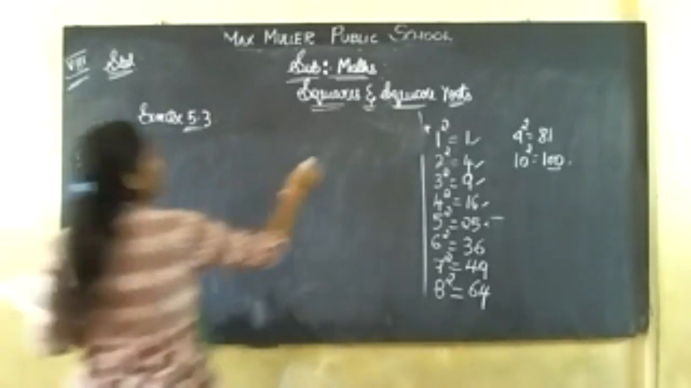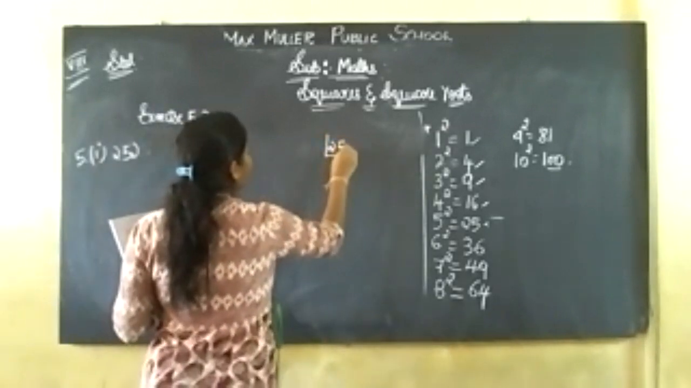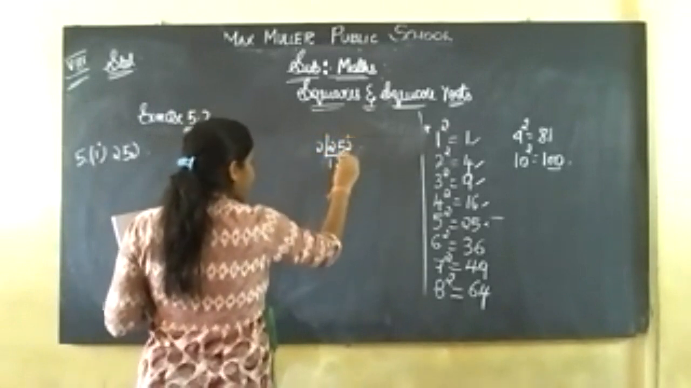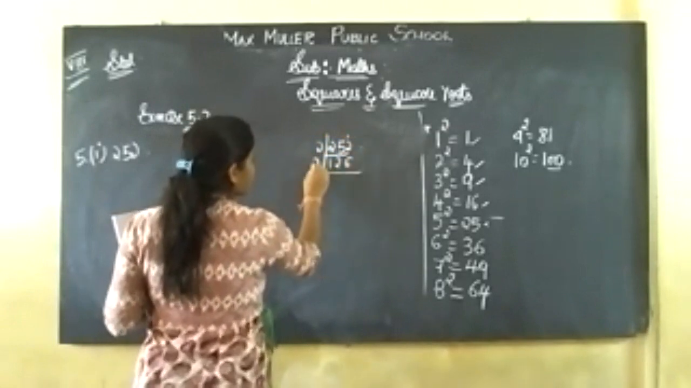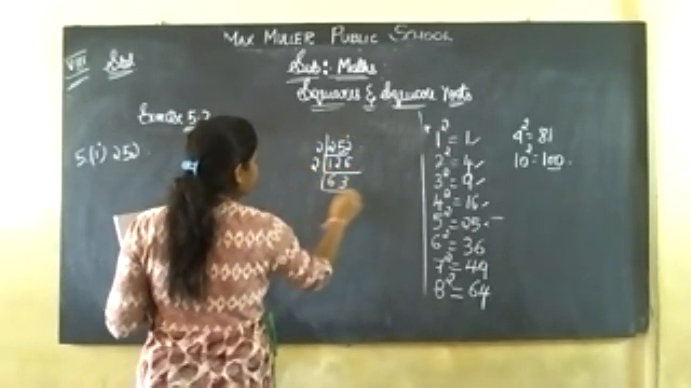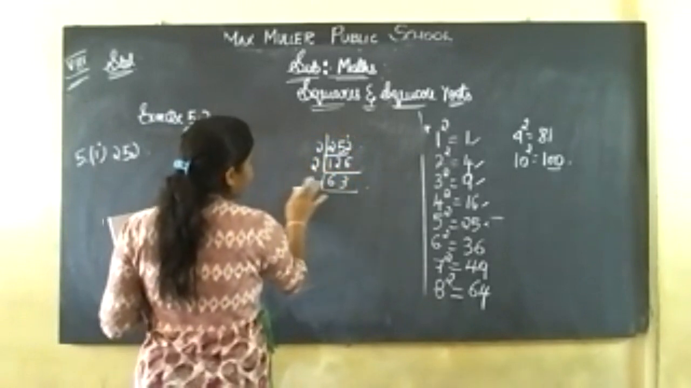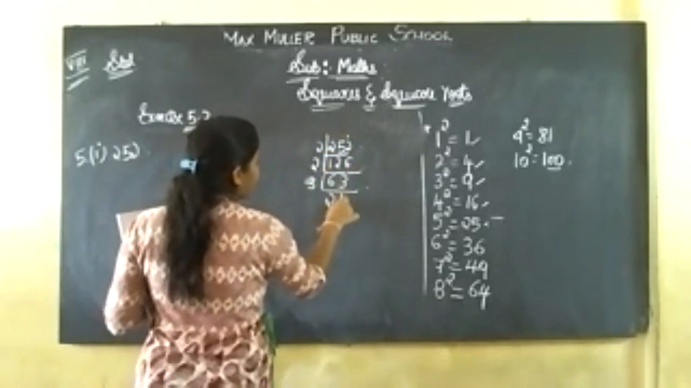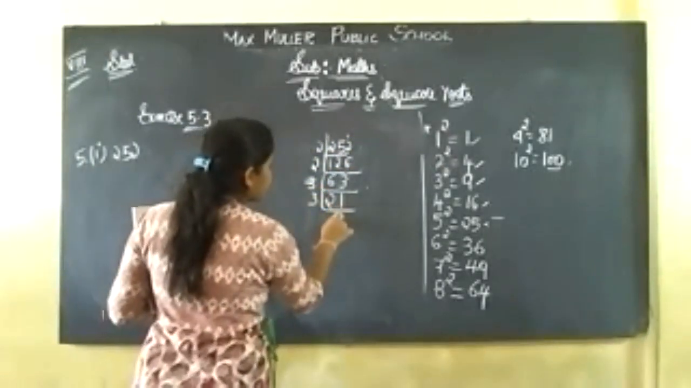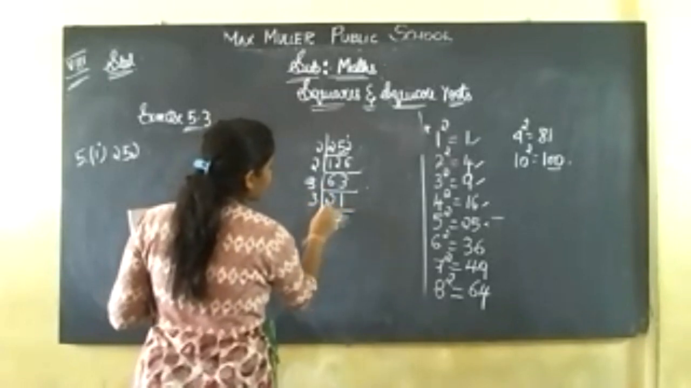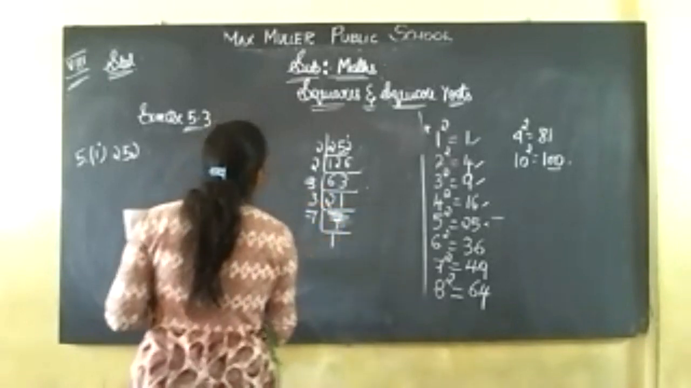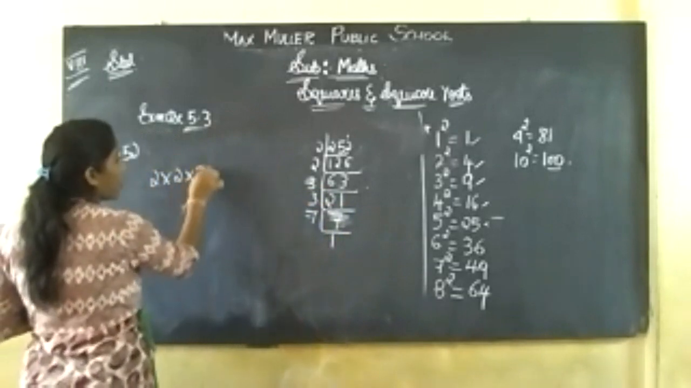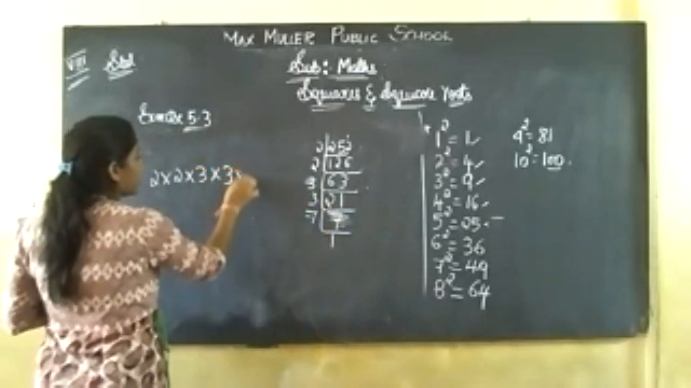See, first by prime factorization method, you solve 252. 2 ones are 2 and 2 twos are 4, 1 carry, 2 6s are 12. 2 3s are 6. And again by 3: 3 twos are 6 and 3 ones are 3. 3 nines are 27. 7 ones are 7. Here there is no pair. There is no pair for number 7.